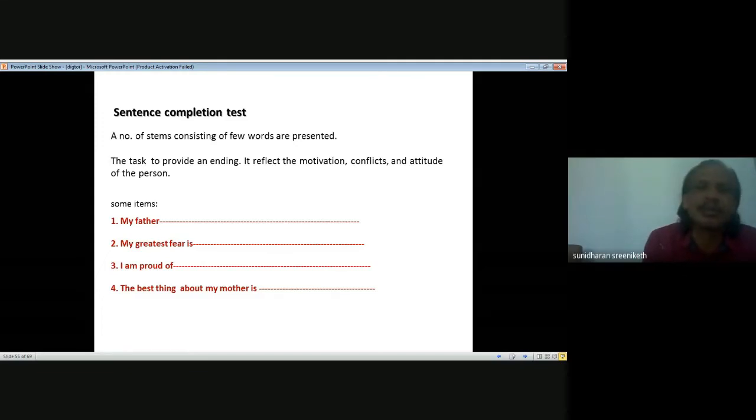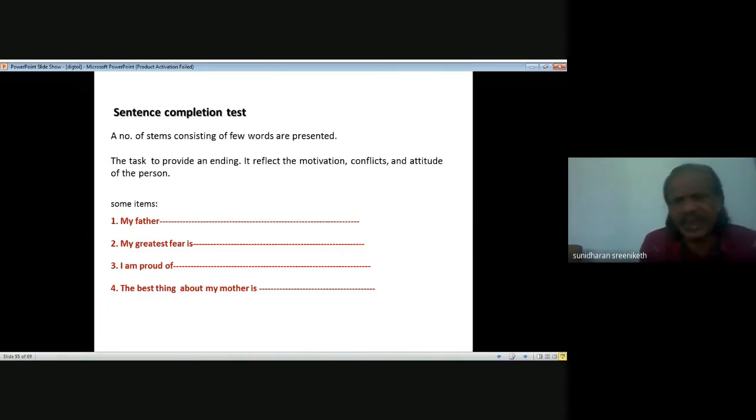Okay, these are some items included in the sentence completion test. For example, one item: my father. Yes, there is a blank space. The subject is asked to fill this blank space in any way he likes without thinking much, by the first response that comes to his mind. For example, my father is a very loving person, or my father is very affectionate to me.